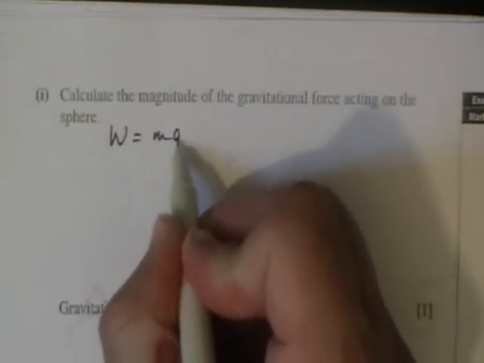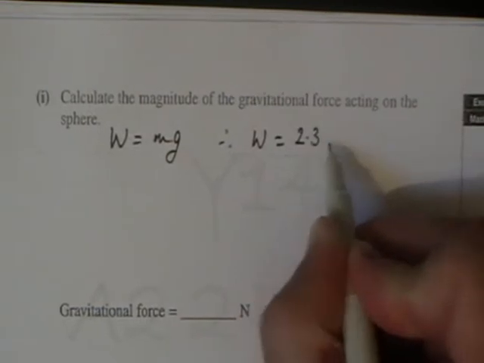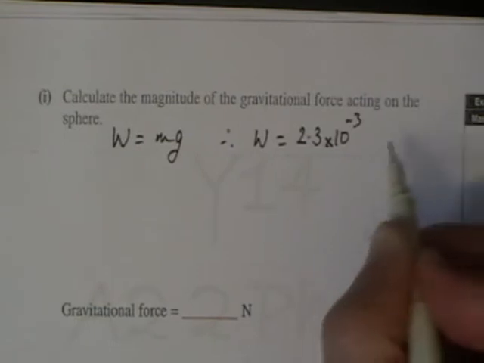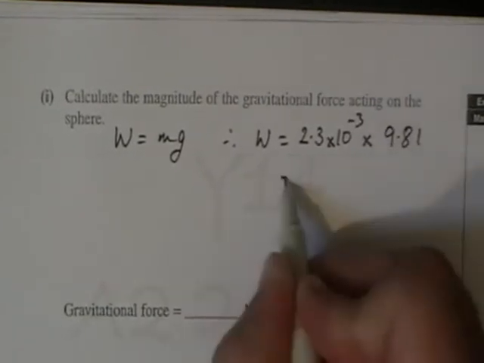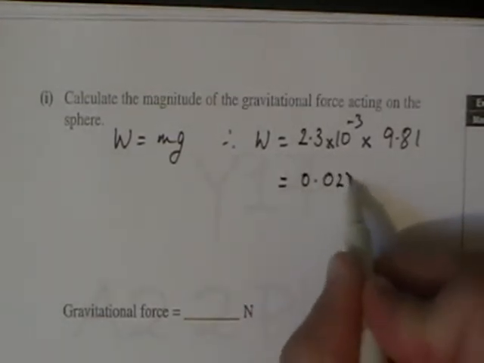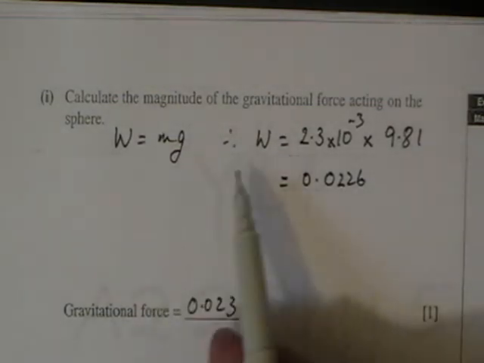Well, that's fairly straightforward. That's just W equals mg. Therefore, W is equal to 2.3 grams. So it's 2.3 times 10 to the minus 3 kilograms times 9.81. And when we multiply that out, that becomes 0.0226. So that gives us a gravitational force of 0.023 newtons. That's fairly straightforward calculation, that's why it's only one mark.